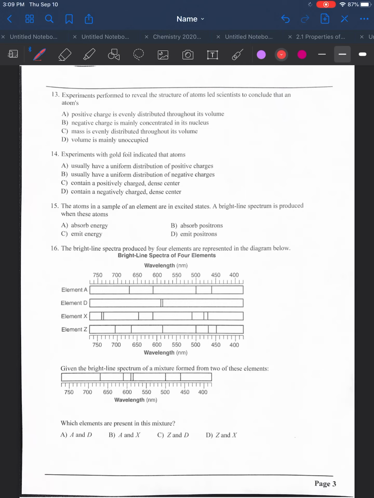So for this guy, it asks, experiments performed that reveal structures of atoms led scientists to conclude an atom is positively charged throughout? No. Negatively charged is concentrated in the nucleus? No. Mass is evenly distributed throughout? No. So volume is mainly unoccupied? Yes. Experiments with the gold foil indicated that atoms. So in our case, the gold foil is we had a piece of gold foil and we shot alpha particles, which are positively charged, at it. Most went through, but there were a few that either bounced back or bounced off in weird directions towards the center, which indicates that we had a positively charged center. So C.